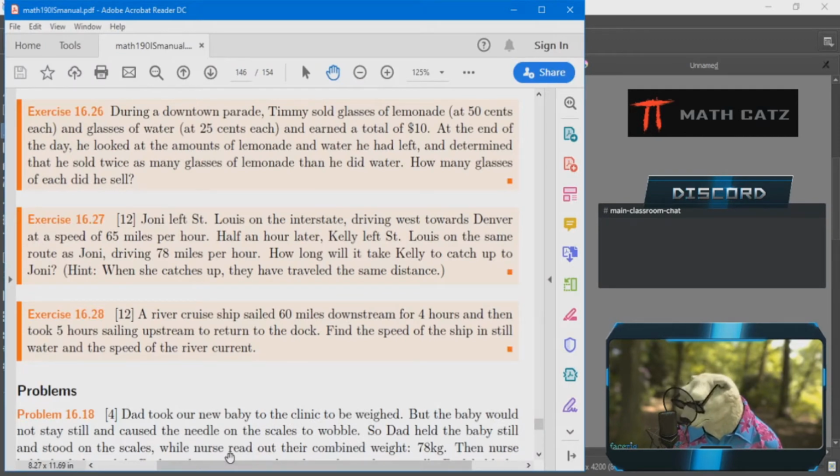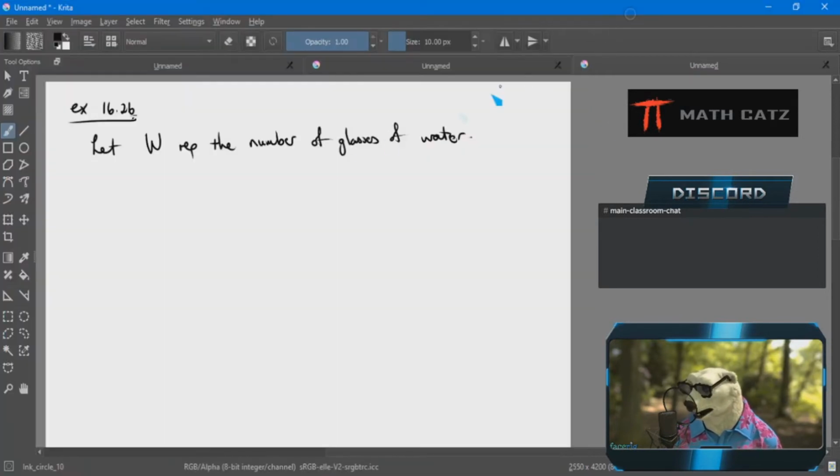Do I need another variable? Brand new variable? No. Look at this second to last line. He sold twice as many glasses of lemonade than water. So if W is the number of glasses of water, the number of glasses of lemonade is twice that. So the number of glasses of lemonade is 2W.